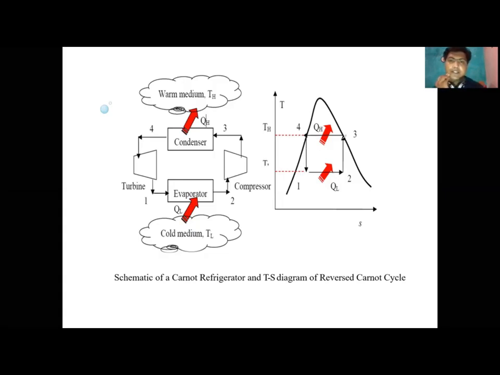In the TS diagram, the vertical axis is temperature. T3 equals T4, T2 equals T1, that is a low temperature, and heat is absorbed at low temperature, heat is rejected at high temperature, that is the corresponding temperature TH.